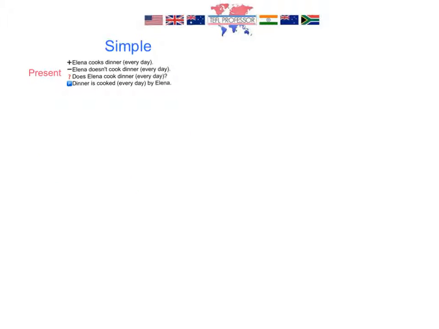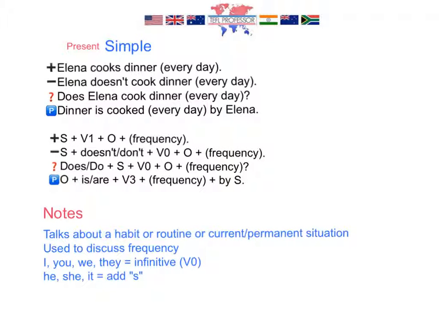First on the list is simple present. Simple present is formed by using verb 1. Verb 1, as it indicates down here, for I, you, we, and they, is basically the same as the infinitive, which is cook. For he, she, or it, or Elena in this instance, we add an S. So we have: Elena cooks dinner every day.